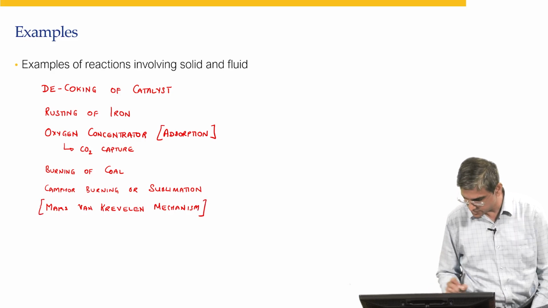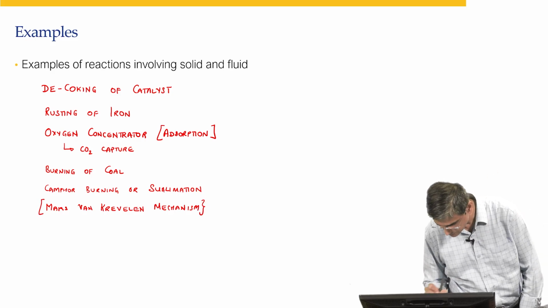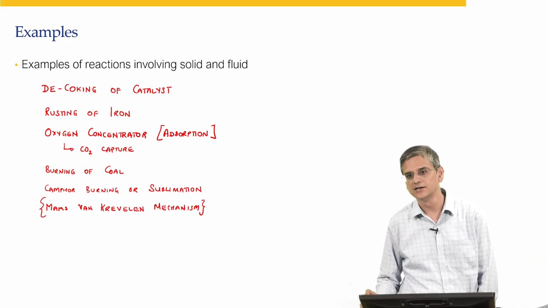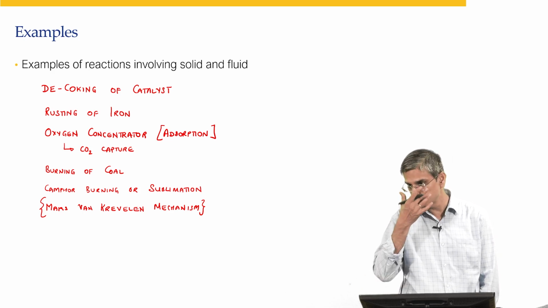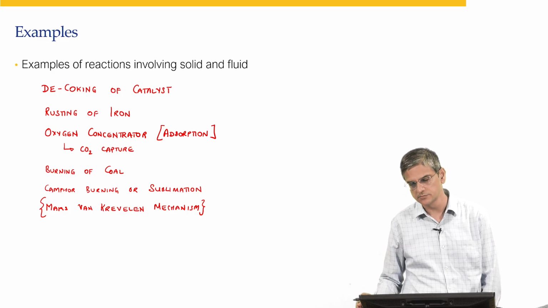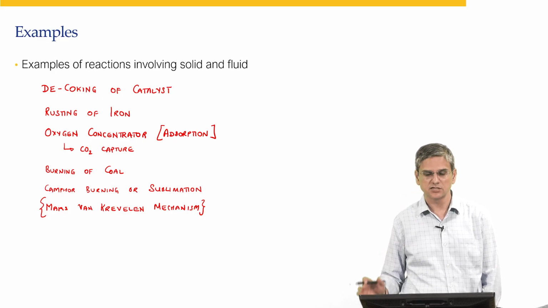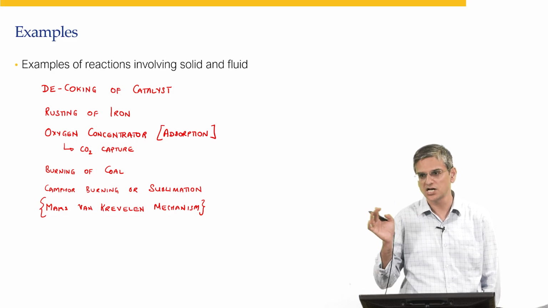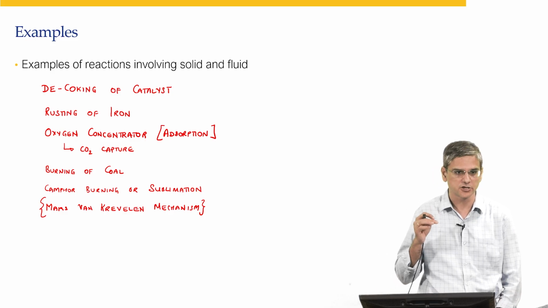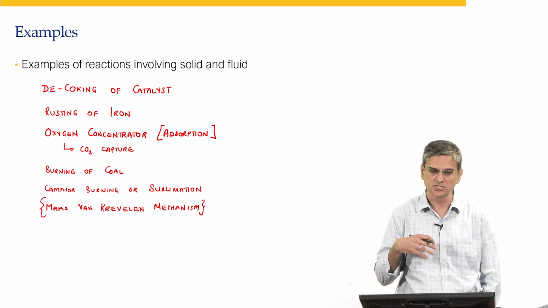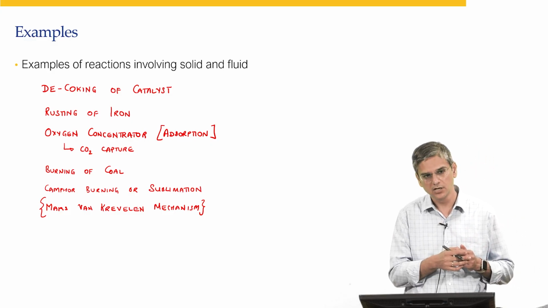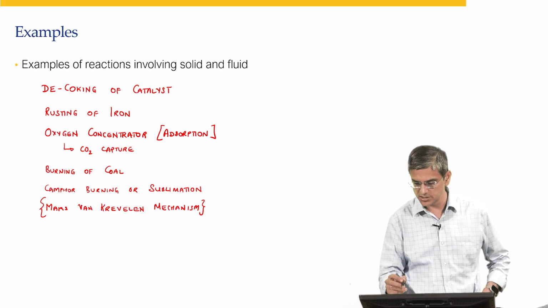Again, I'm putting it in squiggly brackets because it's a little bit more complex. The Mars Van Krevelen mechanism is basically like your Langmuir-Hinshelwood or your Eley-Rideal mechanism, but the difference is that one of the reactant species, let's say O star or H star, is not an adsorbed species, but it is a lattice species. So for example, one of the catalysts that we use is ceria.